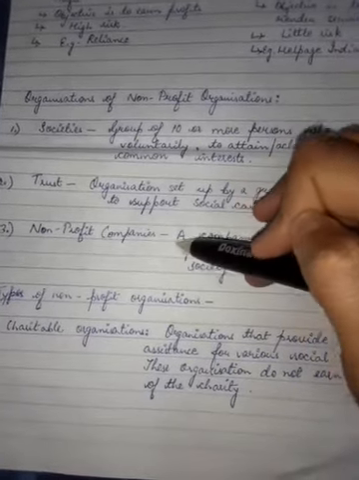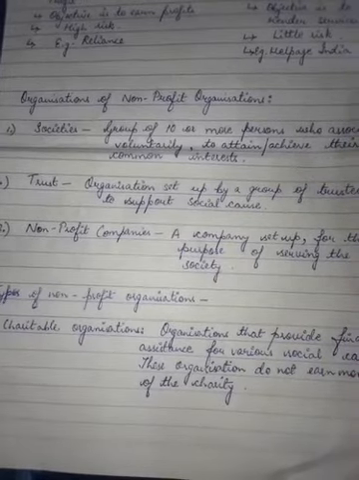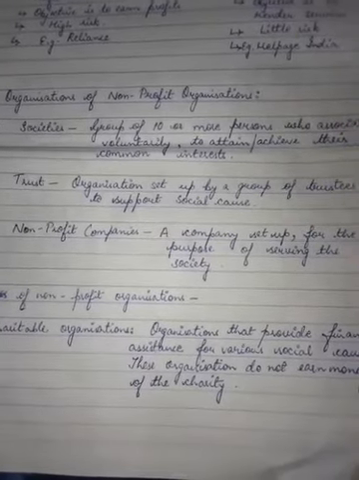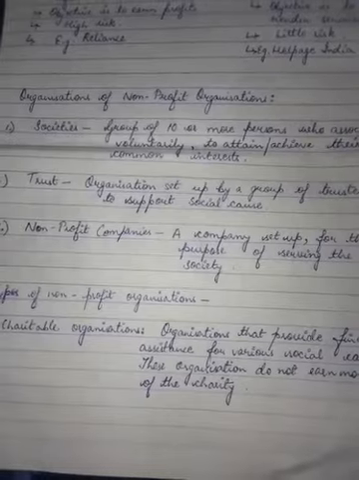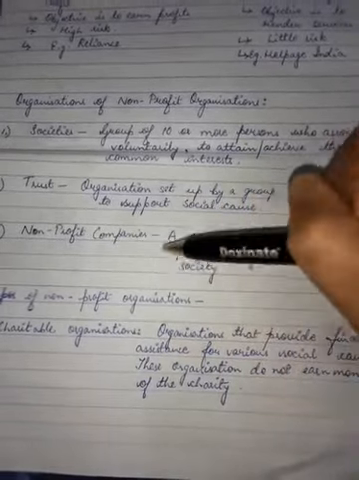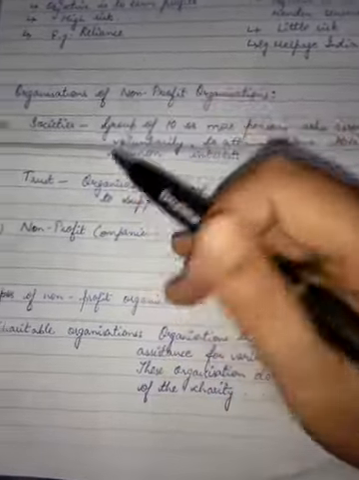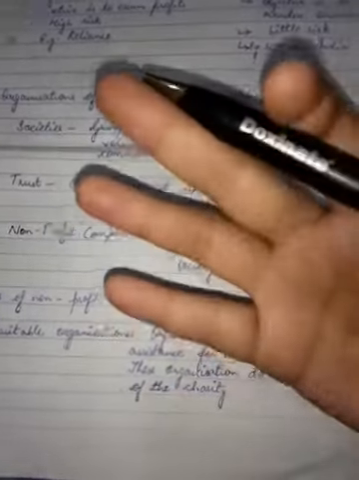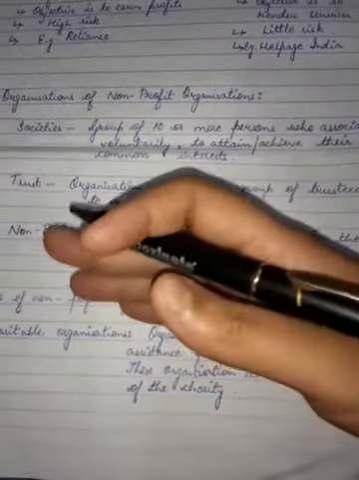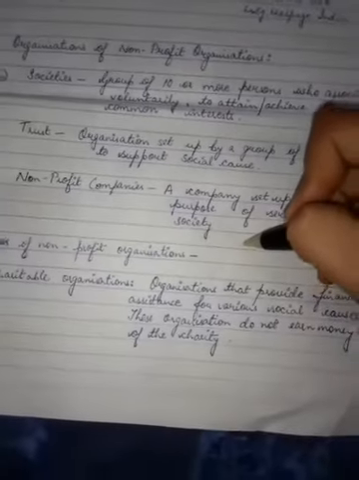Non-profit companies, I told you, are basically those companies which are set up not for earning profit but for serving the society. Now what is a company? Company is again when a group of people is working for the purpose of earning money, for the purpose of earning profit, right? Then we have types of non-profit organizations.